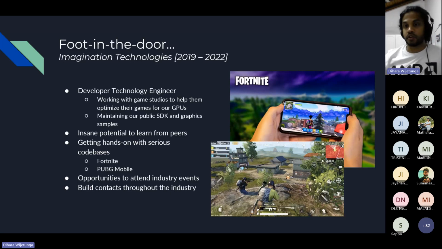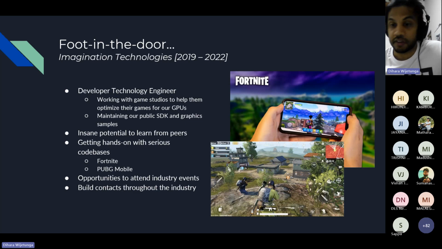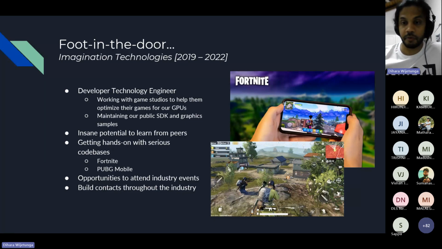And I also got to work on actual serious code bases, like real games, like Fortnite and PUBG Mobile. I'm not a fan of mobile games, but they were games and they were graphics for games. So it's close enough, right? I also got to attend industry events, which is very important for building contacts that will come in handy down the line, especially when you're looking for a job. So that was very good to have.